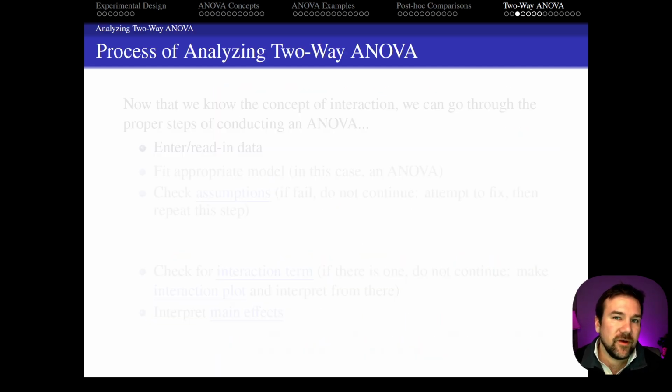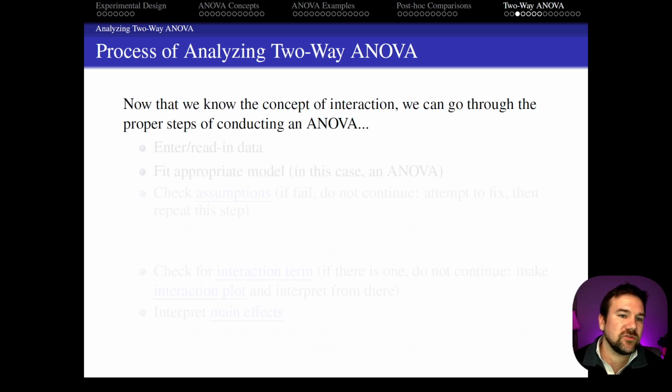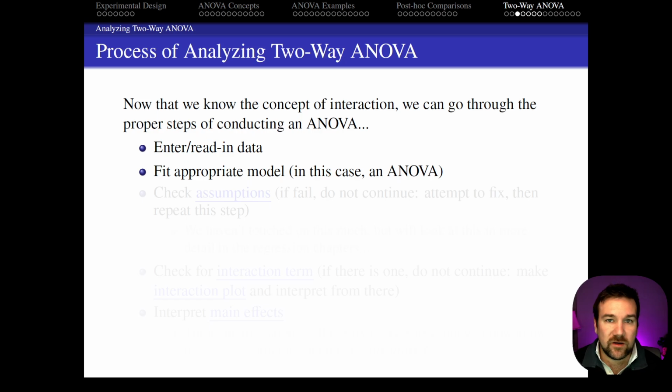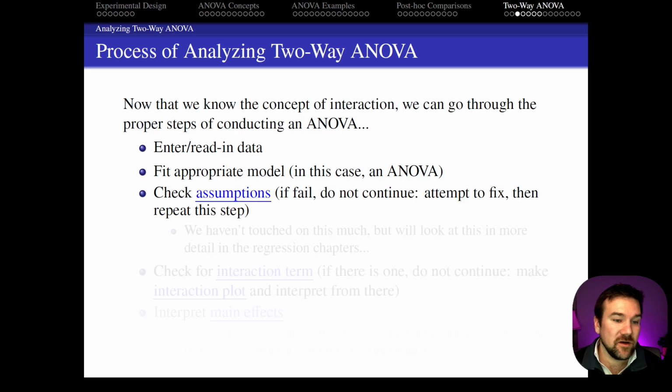So now that we've talked about an interaction, this actually introduces a new process of analyzing our data. This is kind of a data analytics workflow, if you will. The steps are: we read and enter in the data, we fit the appropriate model, and since we're in the ANOVA chapter, the appropriate model is ANOVA, and then we check the assumptions. Now, if the assumptions fail, we don't continue, unless we can try to fix them. And if the assumptions pass, we continue.